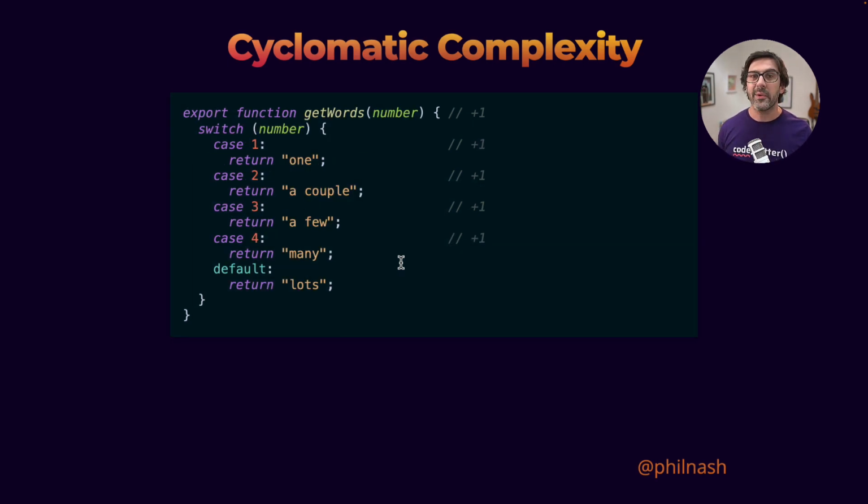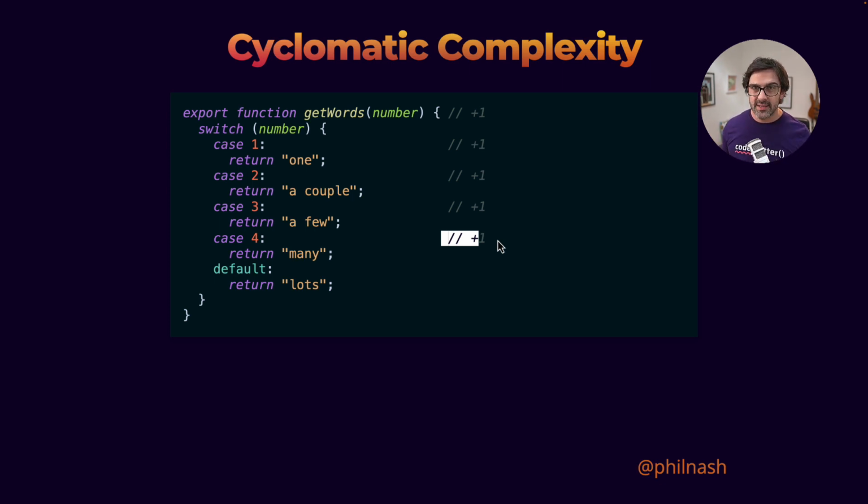which is a getWords function, where you pass in a number and it returns you, like if you pass in 1, it returns 1. If you pass 2, it returns a couple. Pass 3, a few, 4, many, and everything else, lots. This is not a hugely complicated, complex function. It's just a big switch statement, which is fine. But cyclomatic complexity says that this scores 1 for being a function, and then it scores 1 for each of the cases in the switch. And when you do that, this function scores 5 points as well.